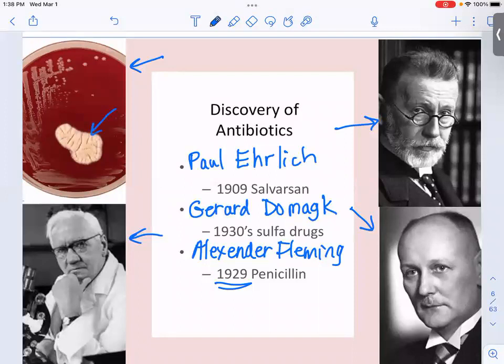Well, chance favors the prepared mind, and he noticed that there was this zone around that mold where his staphylococcus weren't growing. So he reasoned that that mold was secreting something that was killing the bacteria. And he thought, this could be useful. And he was able to kind of figure out the active ingredient that was being secreted by that penicillium mold. So he called it penicillin. And he wrote that up in a paper, but he wasn't able to extract it in high enough quantities so that it would be enough to treat an infection in a person. So he kind of gave up on it and went on to researching something else.